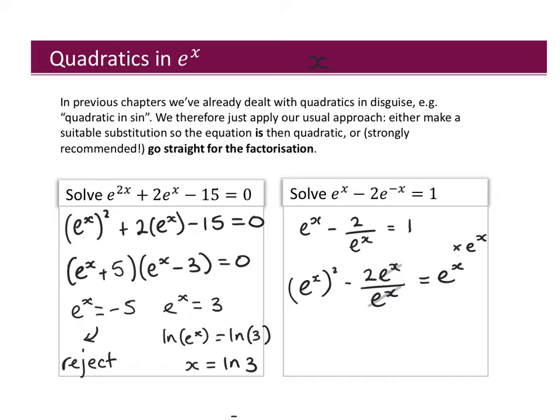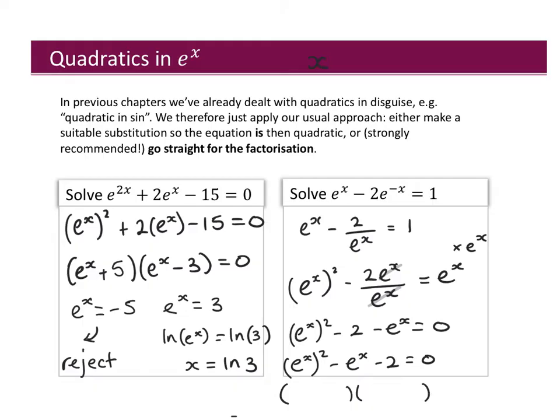Can you see I've multiplied e to the x by every single term? Not just by one term on the left-hand side of the equal sign and one term on the right-hand side, by every single term. So this is going to leave me with e to the x all squared minus 2 lots, minus just 2, isn't it? And then I'm going to bring the e to the x to the other side, minus e to the x equals 0. I'm going to rearrange this so it's in our nice quadratic form. e to the x squared minus e to the x minus 2 equals 0.